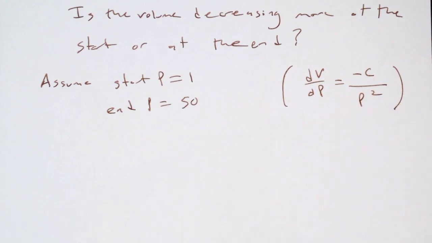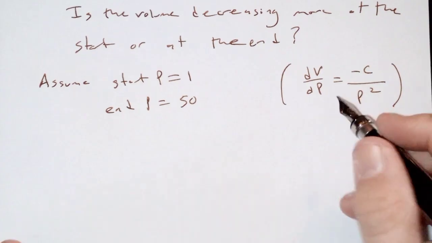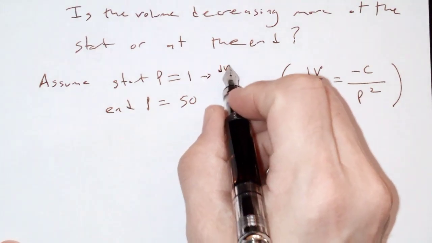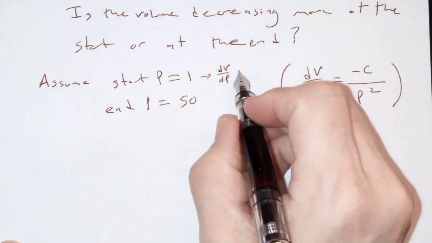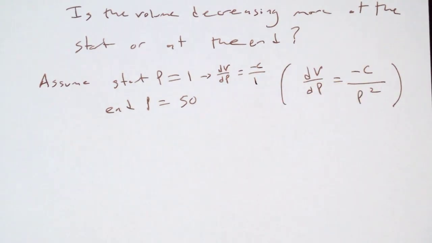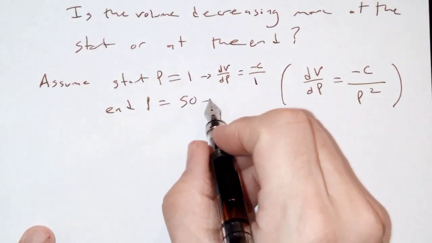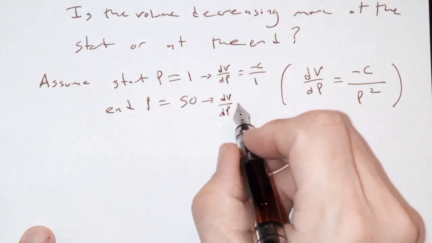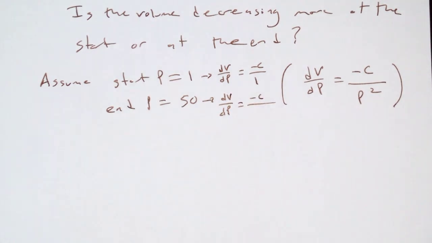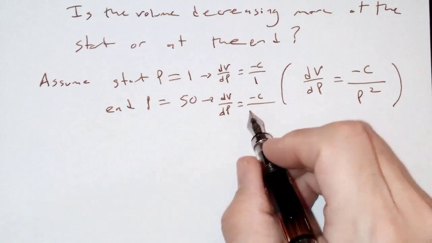I copied down the formula, so I still have it. Let's plug in our two numbers. Here, dV/dP is negative C over 1 squared, but 1 squared is just 1. Here, dV/dP is negative C over 50 squared. What's 50 squared? Really big.